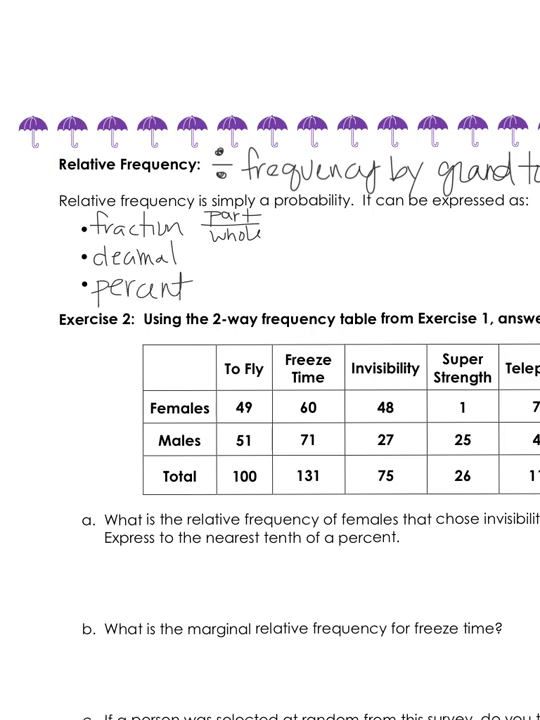And that would be after we divide it in our calculator, then we would multiply by 100, and that would give us our percent. Or we can think of it as moving the decimal 2 places to the right.